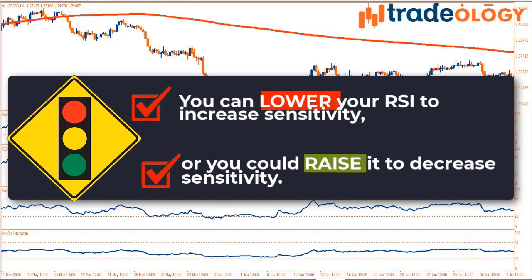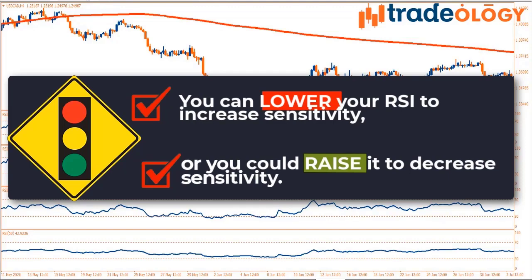Keep in mind that using lower RSI settings on shorter time frames can result in many false signals because the indicator becomes more sensitive. So, if you want to test this technique on smaller time frames, it might be better to increase the RSI value.